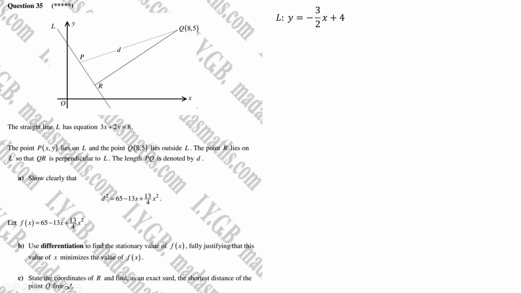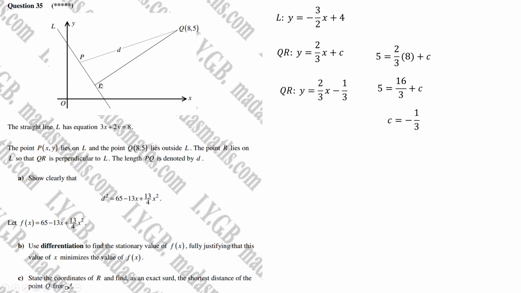Okay, that's the original line L, and then here we've got: state the coordinates of R and find as an exact surd the shortest distance of the point Q from L. Okay, so Q from L, so if you imagine first of all this line L, QR is perpendicular, where is it? QR is perpendicular to L. So that means that the gradient of QR is the negative reciprocal of this one, so y equals 2/3 x plus c. It passes through the point (8, 5), so just plug that in. This is GCSE maths. C equals minus a third. Plug that back into there to get that.